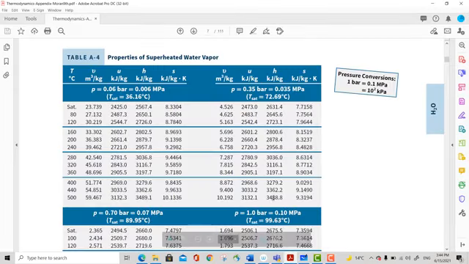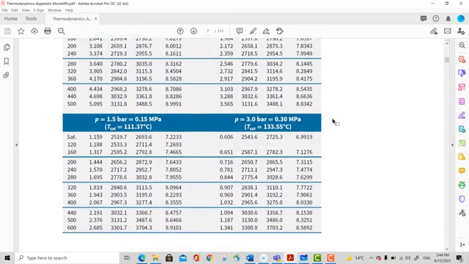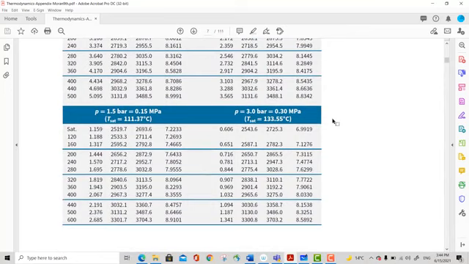I have it up. So here is A4. See, properties of superheated water vapor. And so then we scroll down, and it's at a pressure of 3. So here's our pressure of 3. And our temperature that we're given is 300. Okay. So what we see over here is that we're not given a 300 temperature right here. We're given a 280 and a 320.